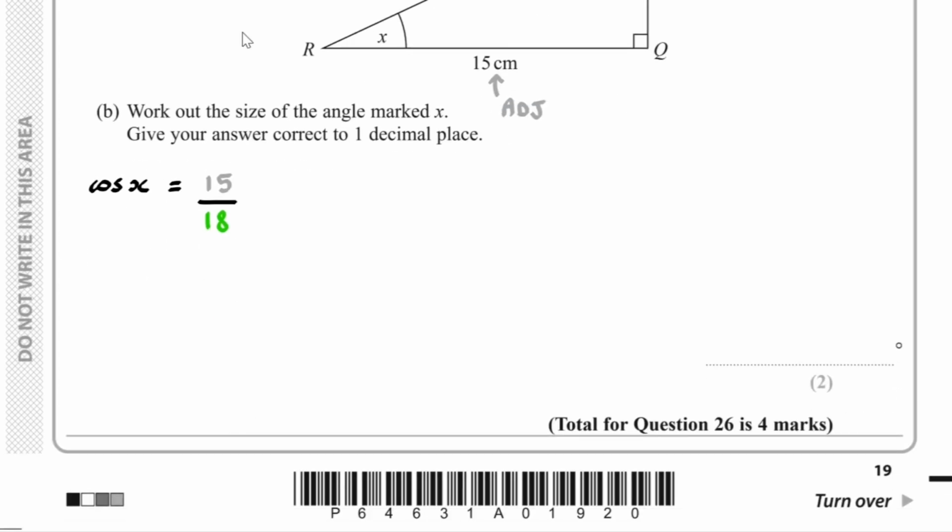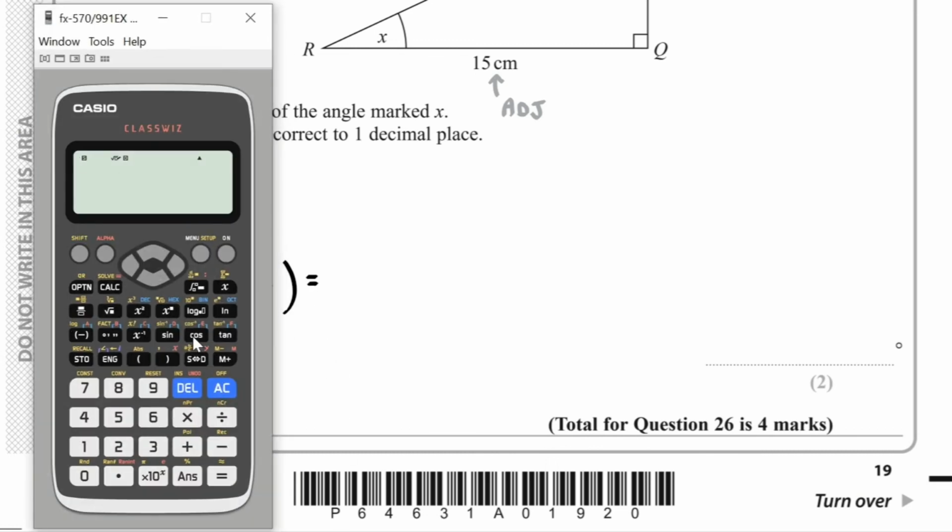And so if I work out what x is, x is equal to the inverse cosine of 15 over 18. And if I work out what this is, it turns out I get 33.55 etc. degrees. So to one decimal place, I've got 33.6 degrees.